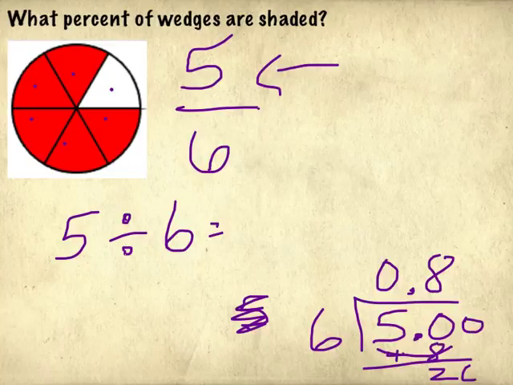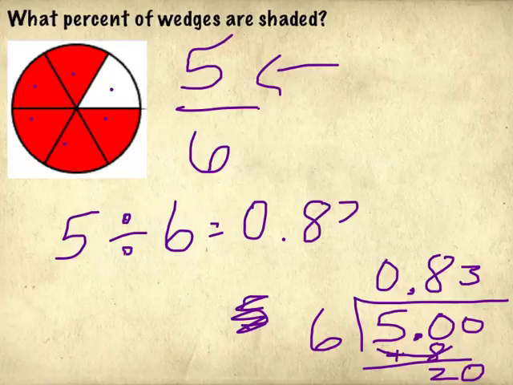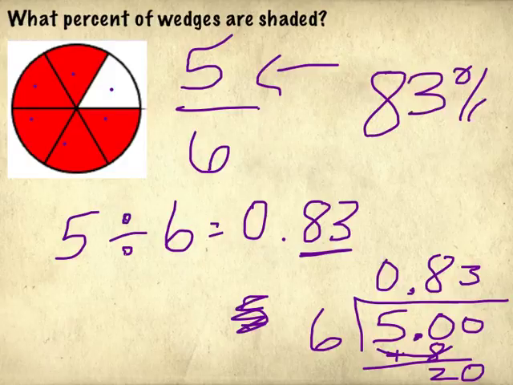I'm going to add another 0. How many times can 6 go into 20? About 3 times. That would be 18, and then it would keep going, because that'll be 20 again, it'll be 3, and it'll keep going. So that gives me 0.83333333, but I'm just worried about these two, which translates to 83%. So 83% of the wedges are shaded.